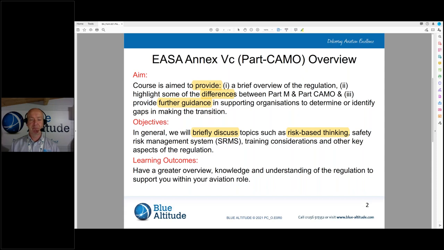So the learning outcomes then really, hopefully by the end of that course, you'll have a greater overview, a bit more knowledge and a bit more understanding of what the regulation requirements are to help support you within your aviation role within your own organization. That's the idea.